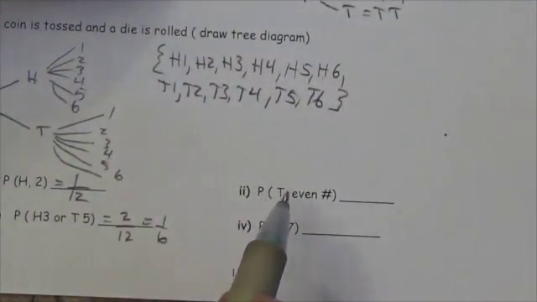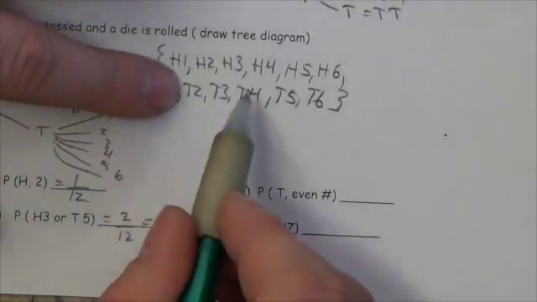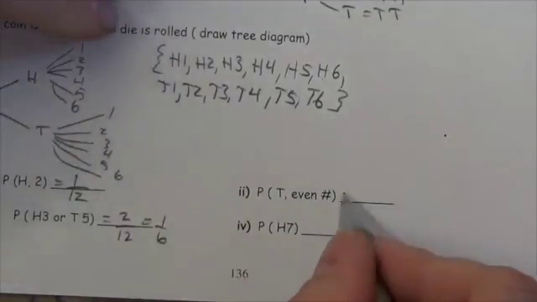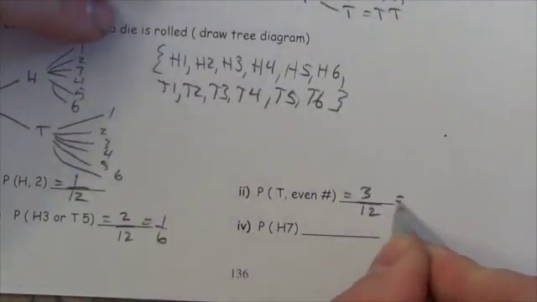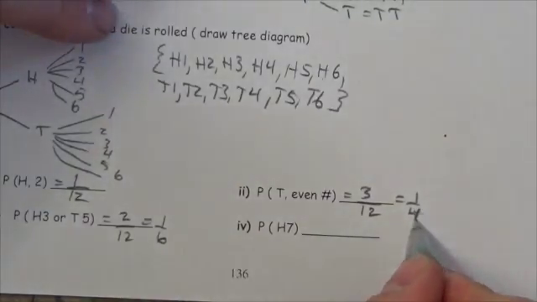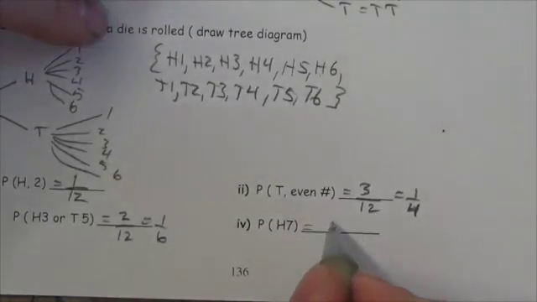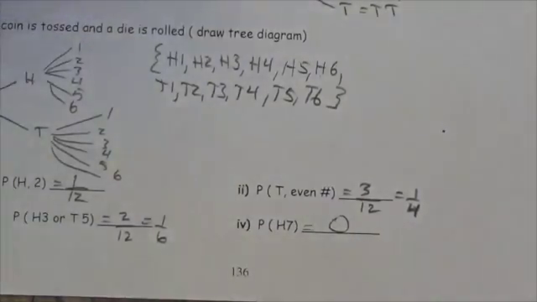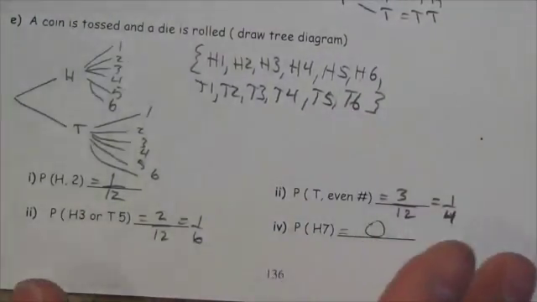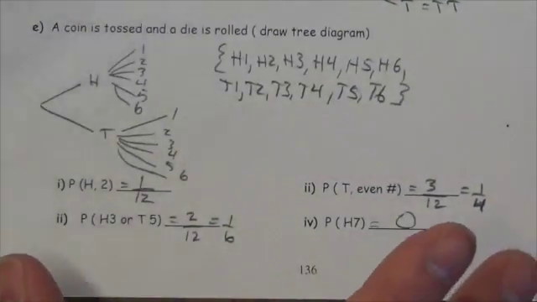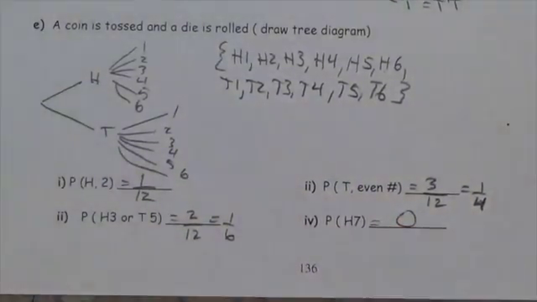What's the probability of getting tails and an even number? Okay, tails and an even number. There's 1, 2, 3 different results in that event out of a possible 12. So that reduces down to 1/4. The probability is 1/4 that would occur. And what's the probability of getting H and 7? Well, there is no 7. There's just no way that that's going to occur, so that's 0 out of 12, or just 0. Okay? And that's it. Kind of a big question there, a lot of different things going on here, but just some simple discussion about sample space, events, and probability.